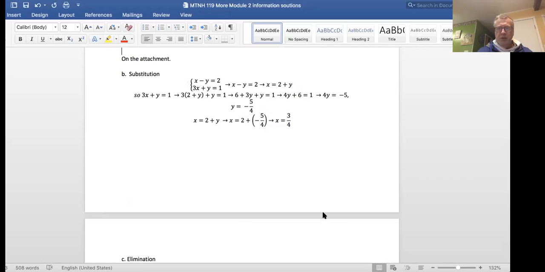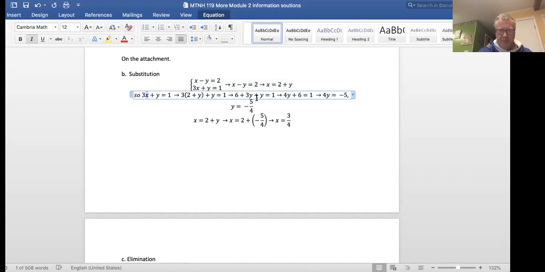So in this case, when I look at x minus y equals 2, essentially I can solve for x by adding y to both sides. So I'm going to do that. Okay, so adding y to both sides, I get x equals 2 plus y. I'm going to take this 2 plus y, put it in parentheses, and substitute it in for x in the second equation. So that gives us 3 times the quantity 2 plus y equals 1.